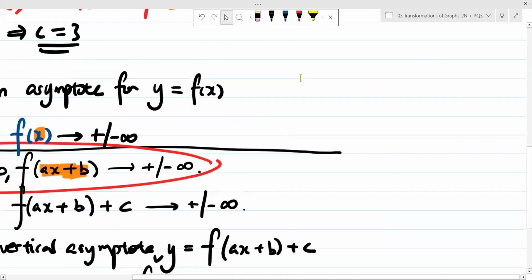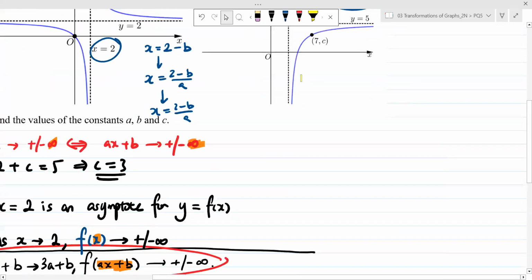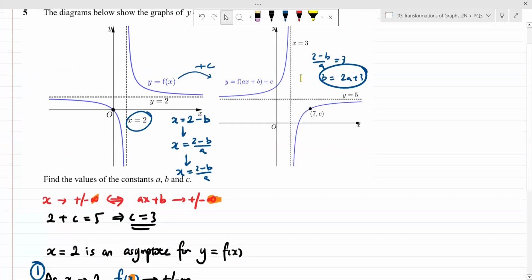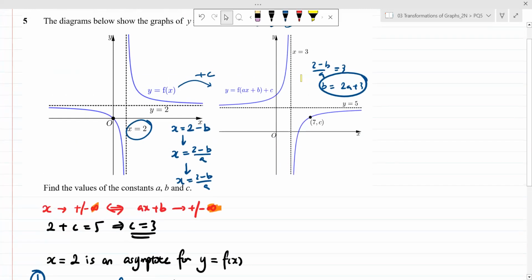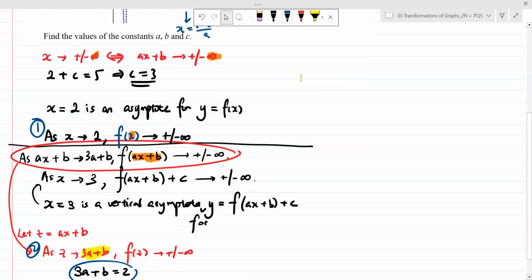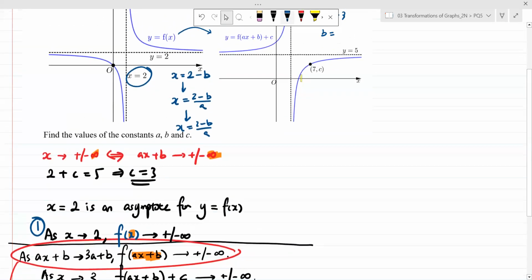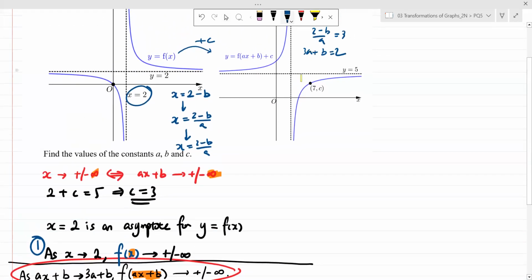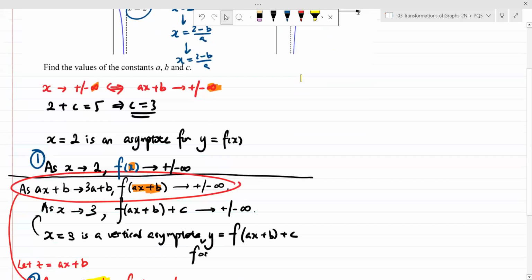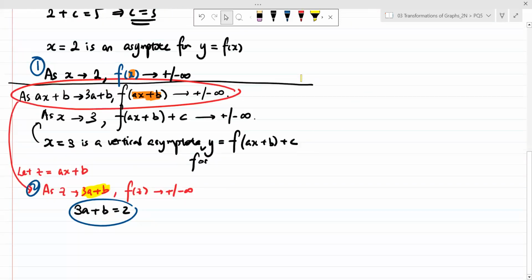Eh? The other way around. 3a plus. What's going on? Yeah, so if you don't understand what I was trying to say, then you just use the transformations idea.